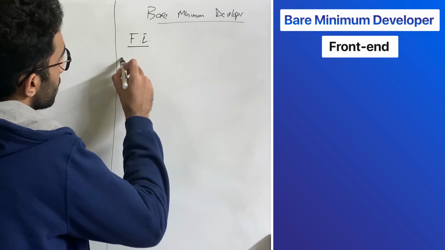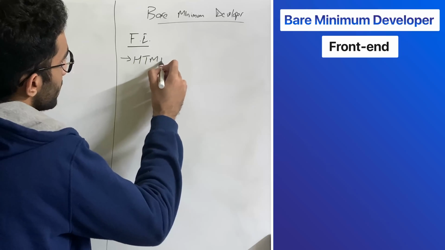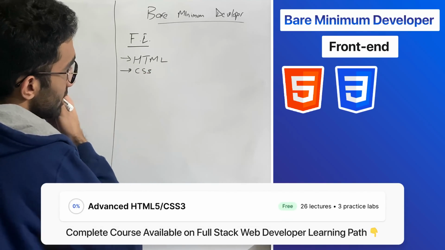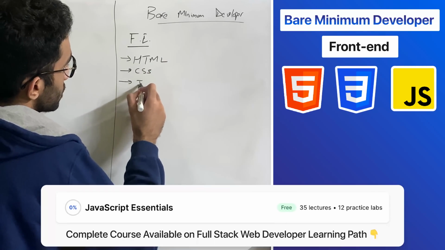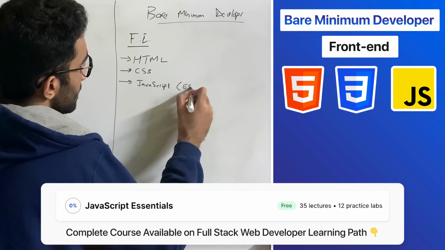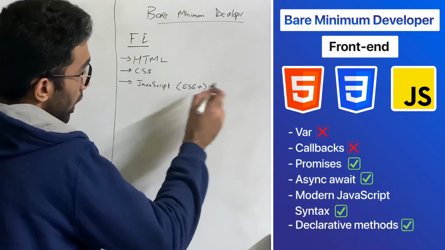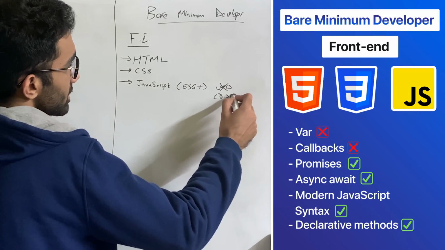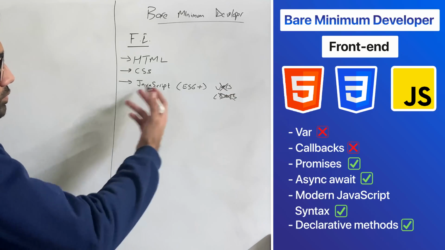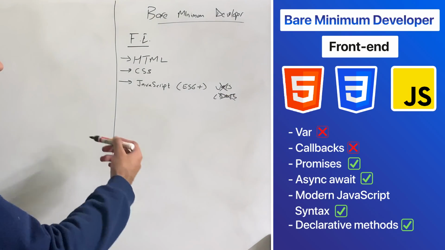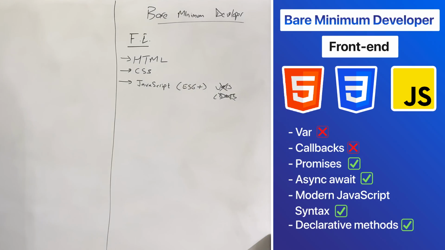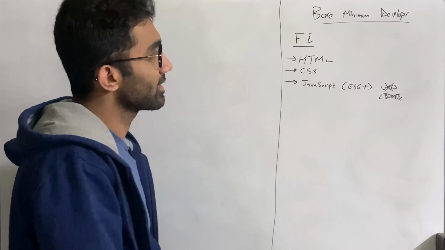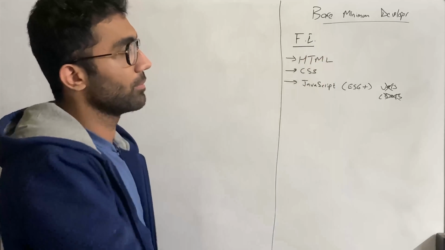The bare minimum stuff you need is obviously HTML first, HTML and HTML5. You're going to need CSS and you're going to need JavaScript, which is ES6 plus syntax. No more var, no more callbacks where not necessary. Try to use promises, try to use async await, try to use modern JavaScript syntax, try to use declarative methods, not imperative loops, wherever possible. And surprisingly, for the front end stack, this is pretty much it for the bare minimum developer, right?